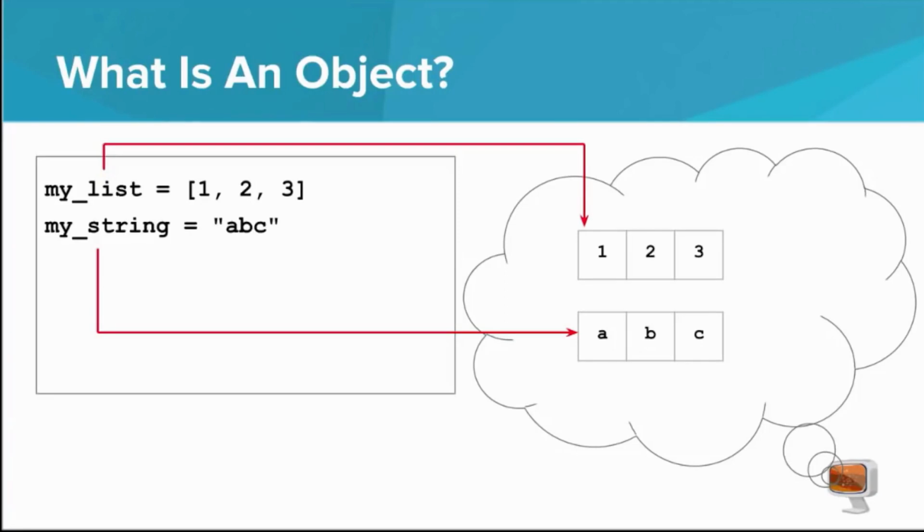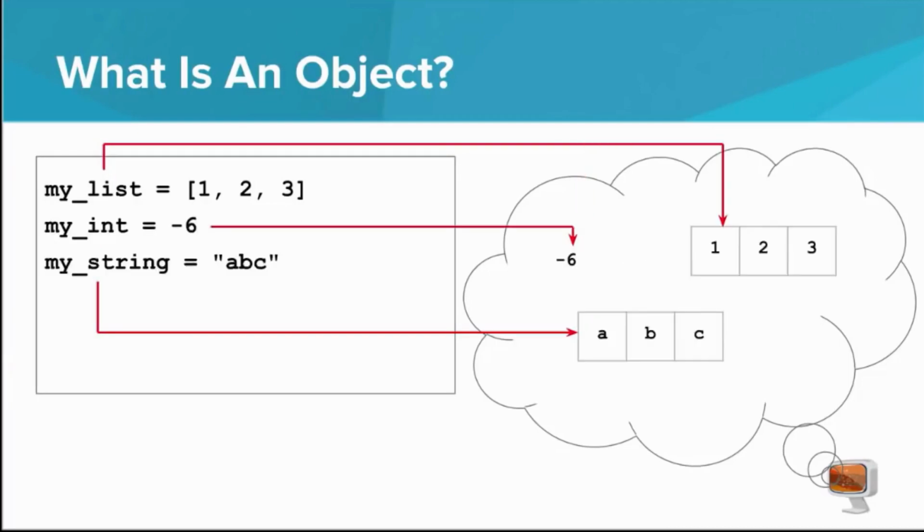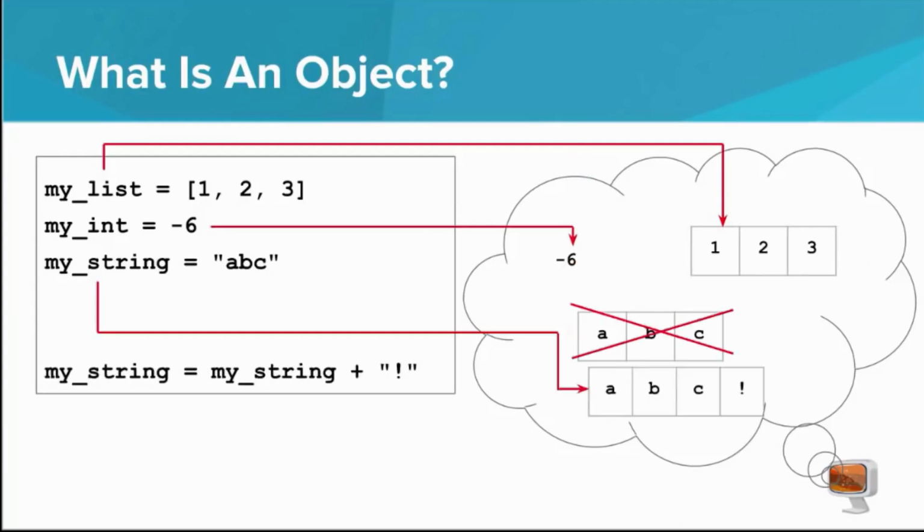In this example, we have two objects, a list and a string. It's possible to have two variables but just one object. In this case, myList and otherList both refer to the same object. You can do different things with different types of objects. You can append to lists, do math with integers, and concatenate strings, for example. In this lesson, you're going to learn how to make your own types of objects.